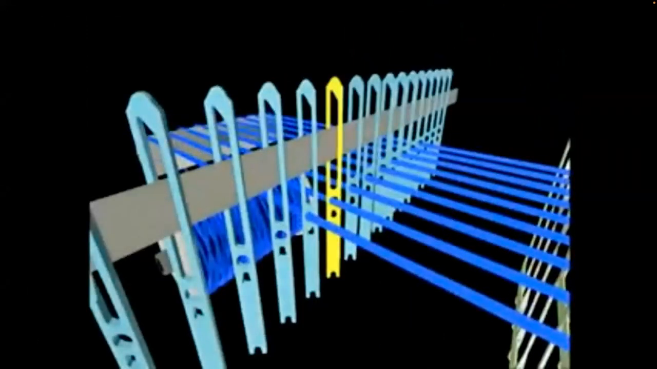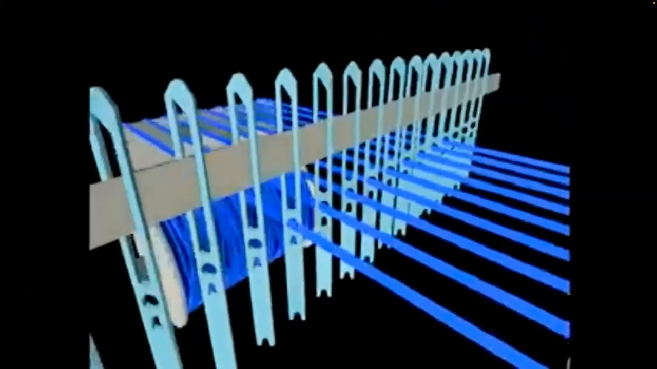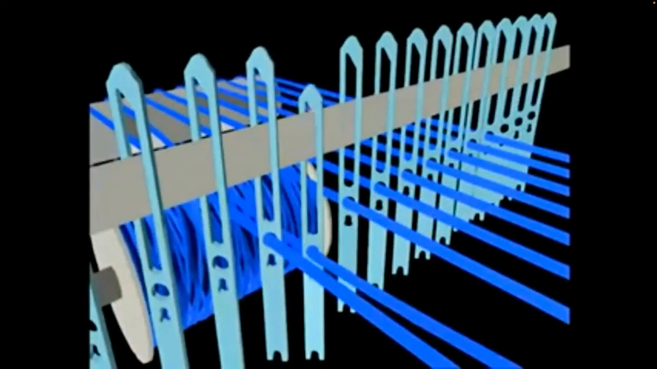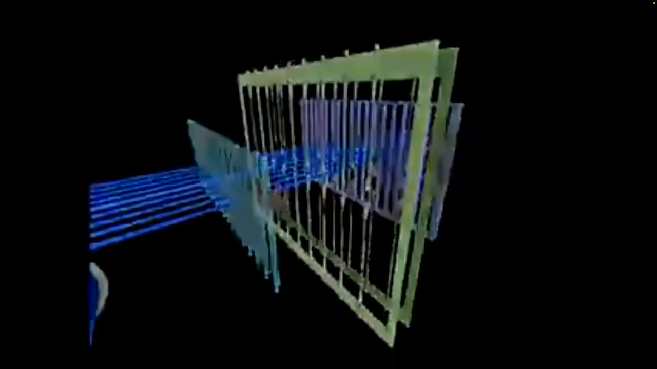Each yarn then travels through its own drop wire that serves as a stop motion detector. When yarn tension drops too low, or when the yarn breaks, the metal drop wire will complete an electrical circuit and the loom will stop.